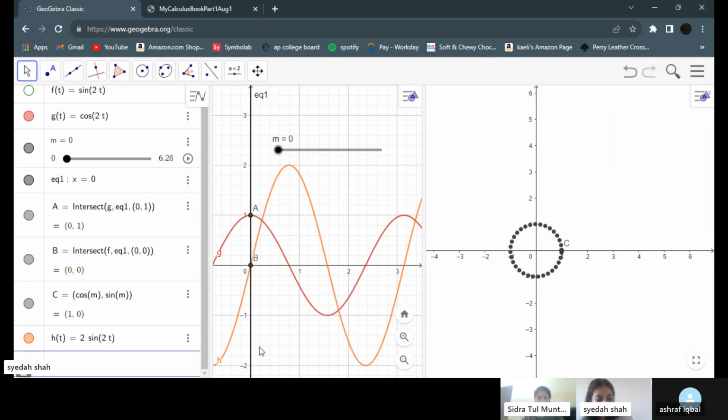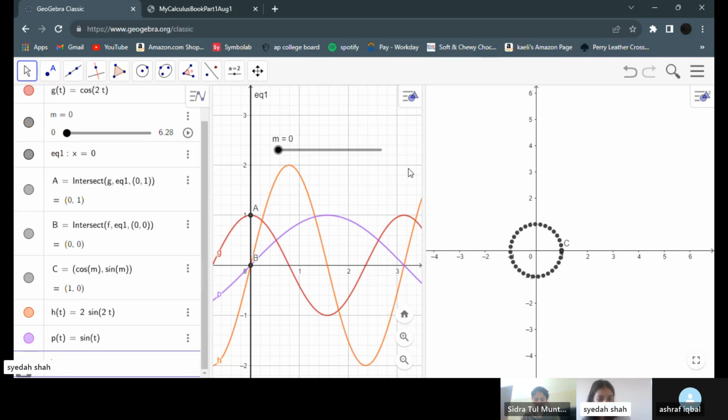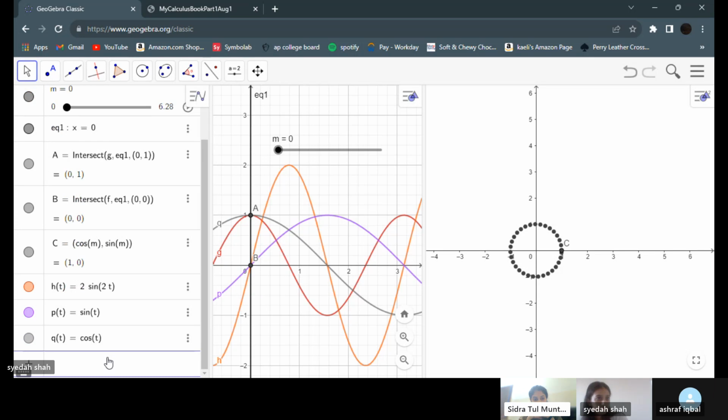Oh, which one should I do? Sorry, I think it cut off a little bit, but should I do the derivative of sine 2x? Okay, first write sine of t. Okay, now take the derivative of this sine of t. It would be cos of t.